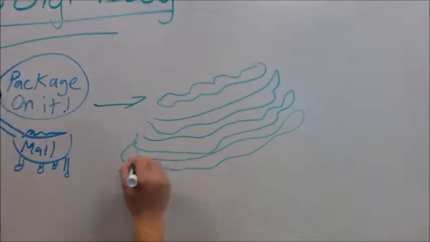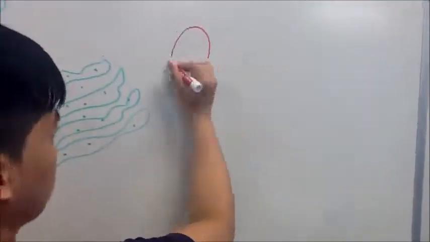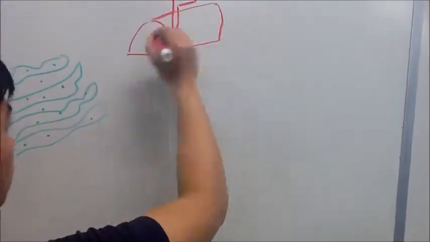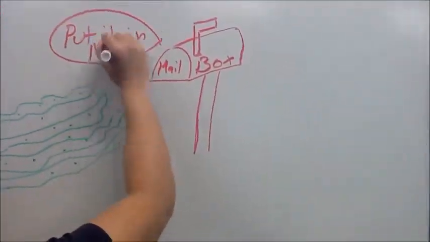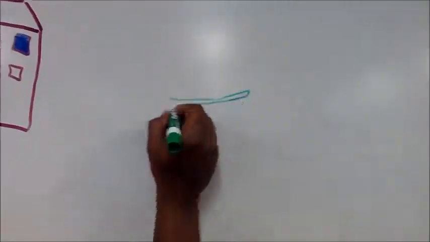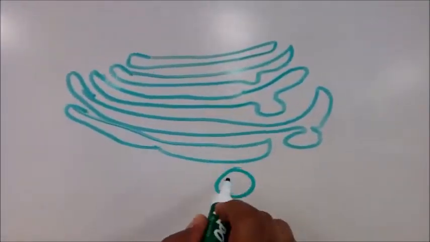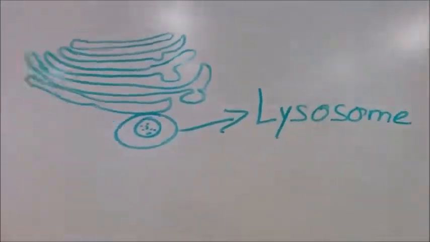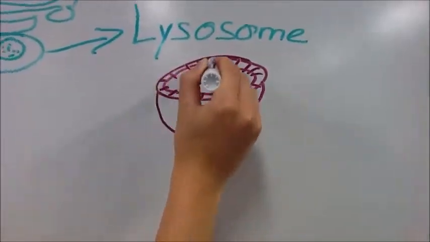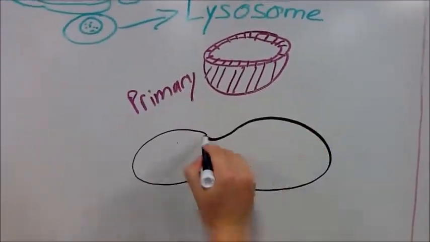The packages that the Golgi body sends out are called lysosomes. There are two different types of lysosomes, a primary and a secondary. A primary lysosome may fuse with a secondary one to combine the contents into a single lysosome.